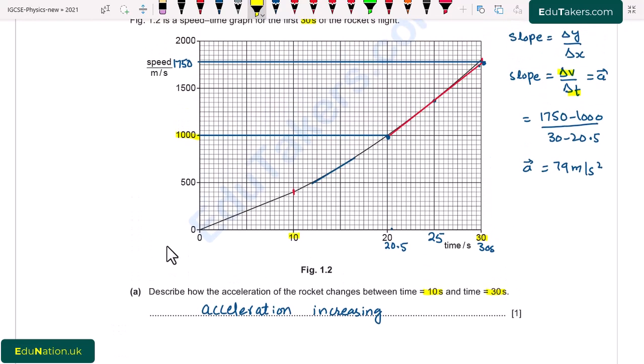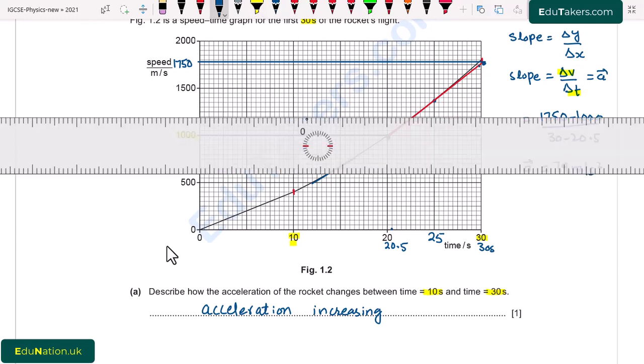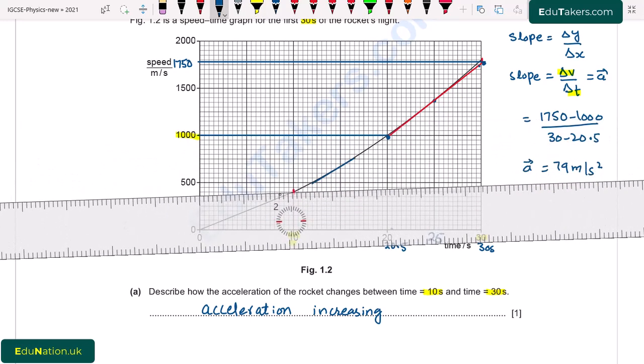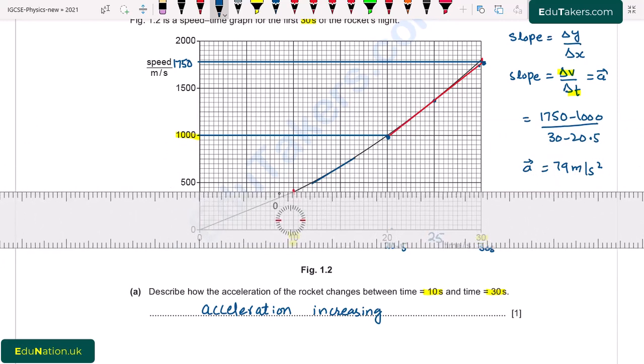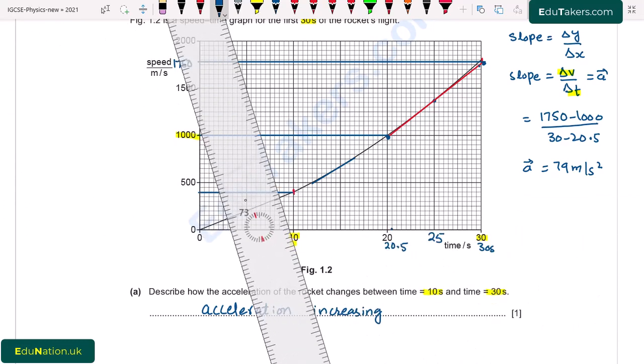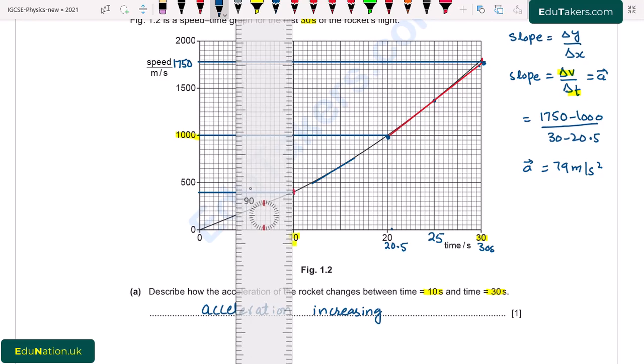First of all, 10 seconds is at this point. So I use the ruler and see the point where it touches the y-axis. So I draw a line here at this point, and I also join it with the x-axis.